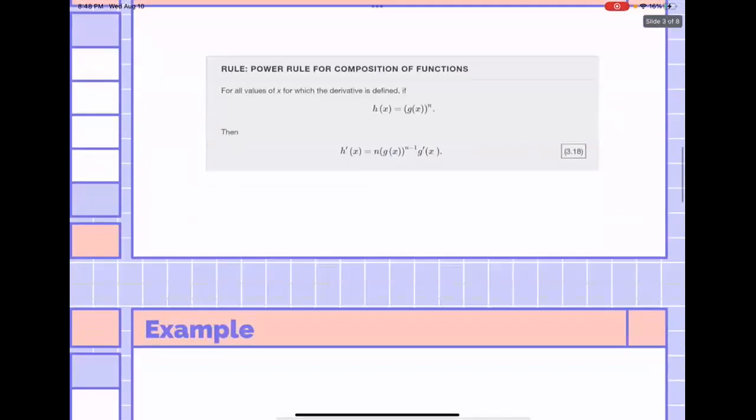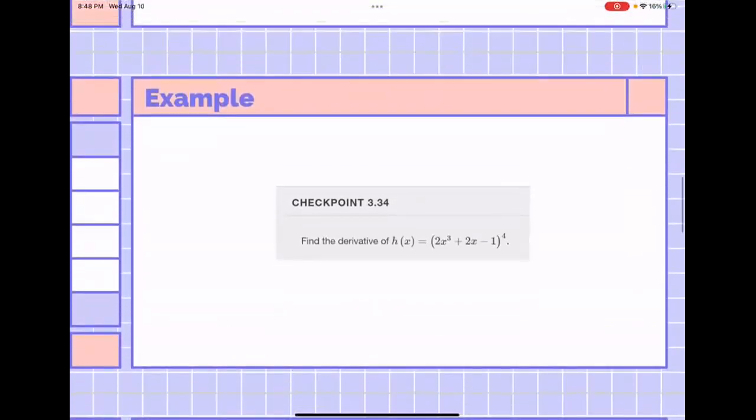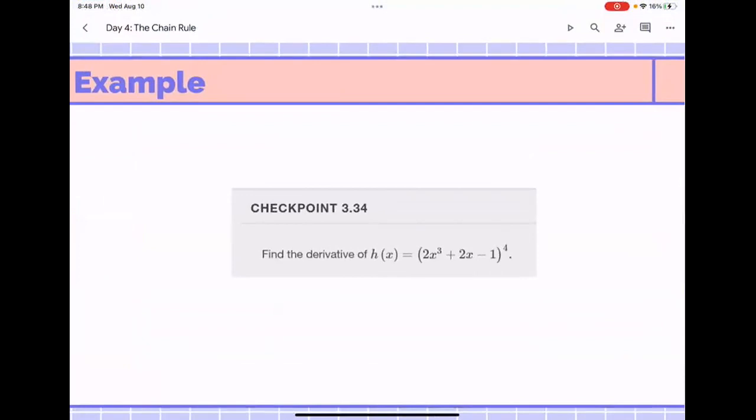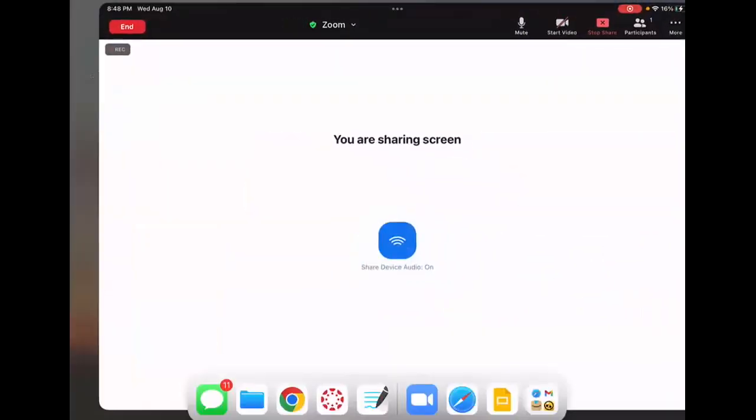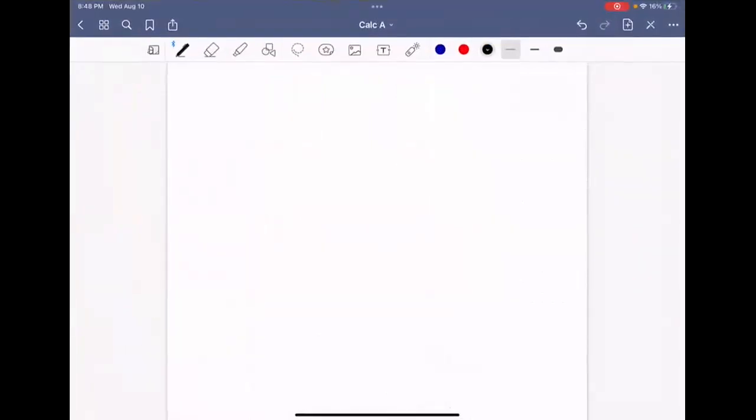Okay, so we're going to do one example. Let's do an easy one first. Find the derivative of h of x if it is 2x cubed plus 2x minus 1 to the 4th power. So let's go ahead and write that down. Oops, wrong app.